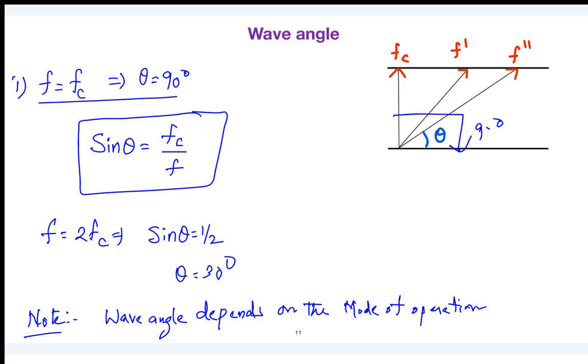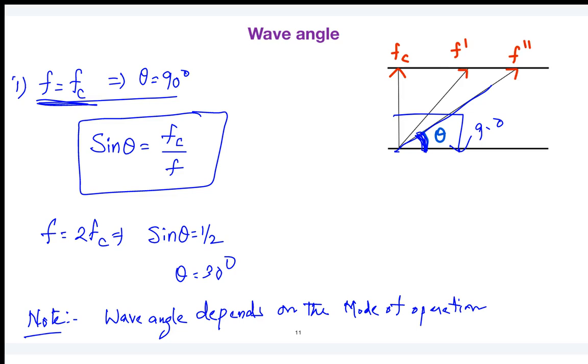Okay, what is that mode, first mode, second mode, all these things we are going to cover soon. So the wave angle is defined as the angle made by the wave with respect to the axis of the waveguide. And the wave angle is considered to be 90 degrees if the frequency becomes the cutoff frequency.